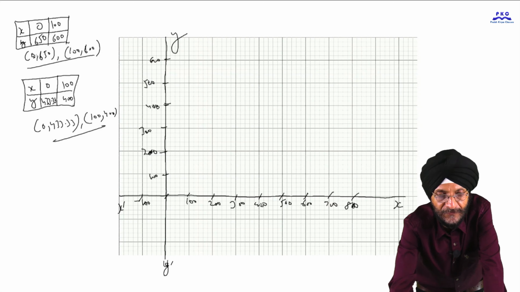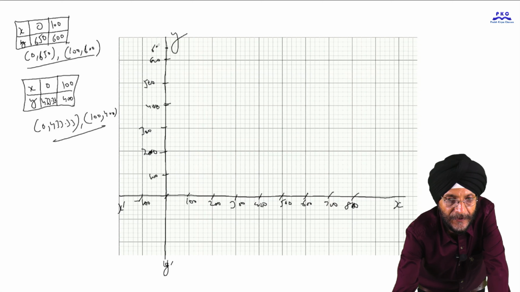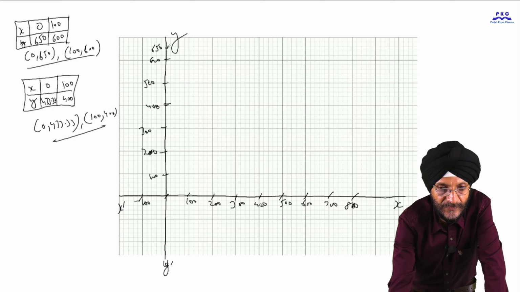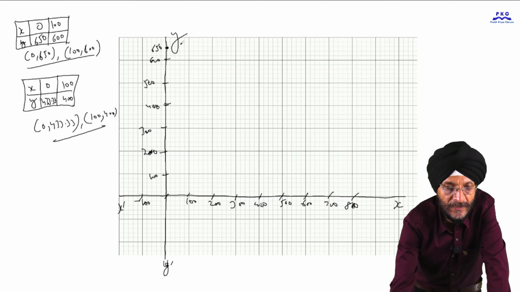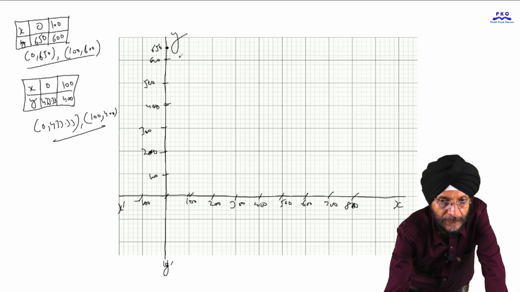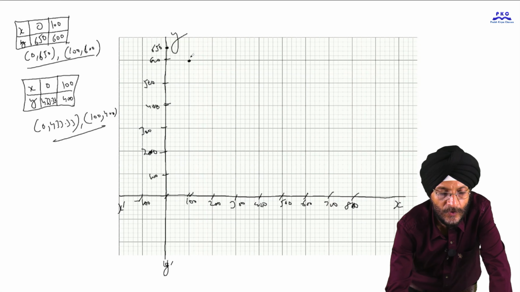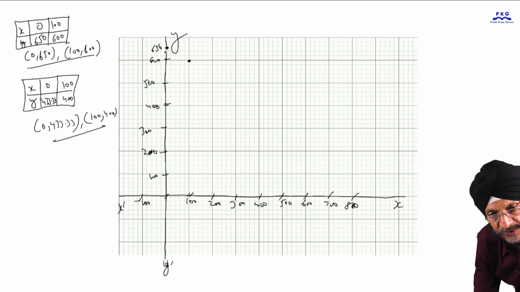First, the value of x is 0. Here it is 0. What is the value of y? It is 650. Here it will come here, 650. It will be the first point. Now the second is x is 100. Here 100. What is the value of y? It is 600. It is somewhat here. So here we will join both these 2 points.